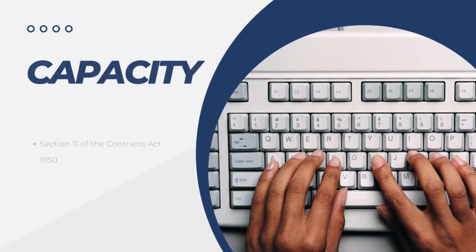The fourth principle is capacity. The parties to the contract must have the legal capacity to enter into it. In Malaysia, minors, persons of unsound mind, and undischarged bankrupts are generally considered to lack the capacity to contract. These principles are set out in Section 11 of the Contracts Act 1950.